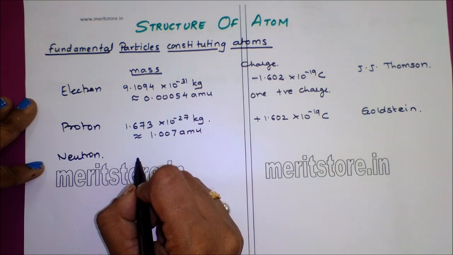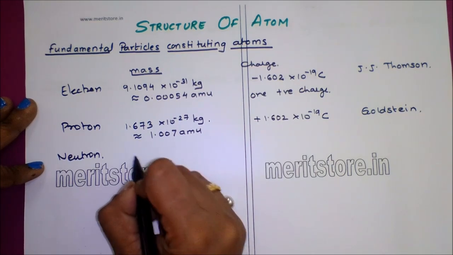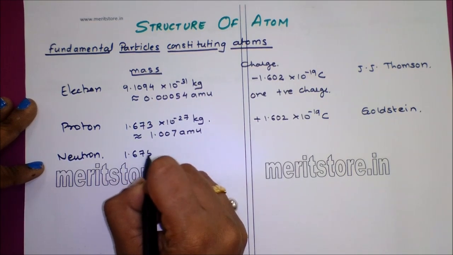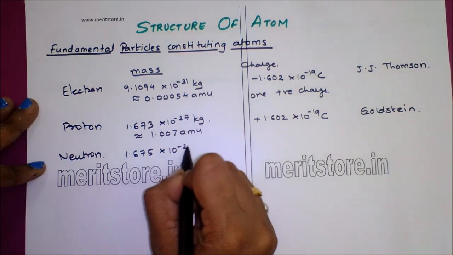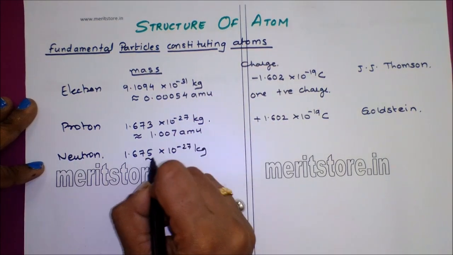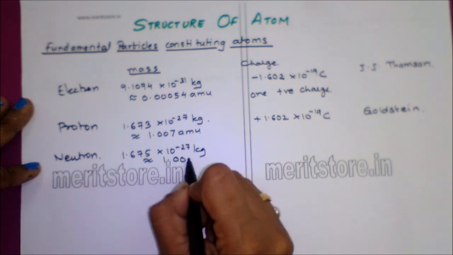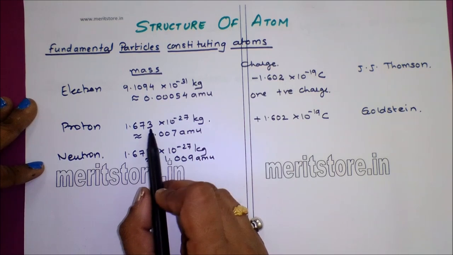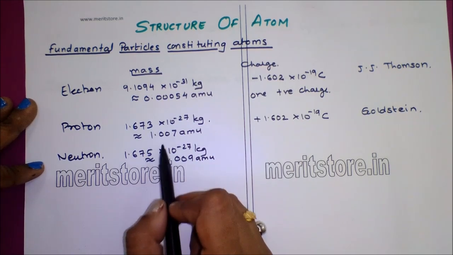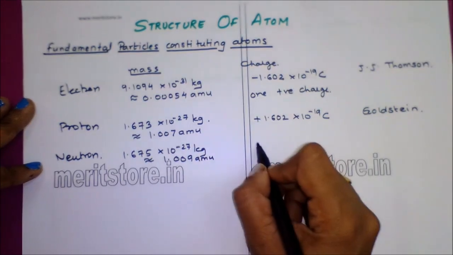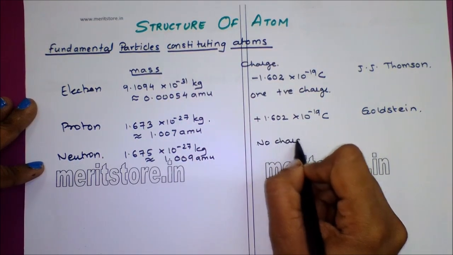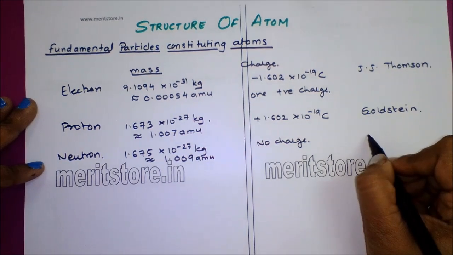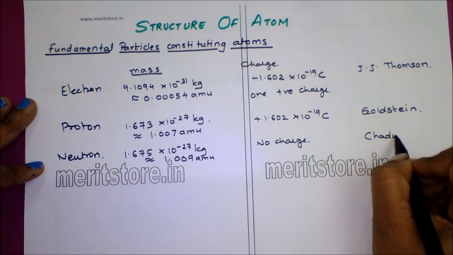The next one is the neutron. The neutron has a mass of 1.675 × 10^-27 kg, which is almost equal to 1.009 AMU. So the neutron mass is almost the same as a proton, considered the same as the mass of hydrogen. There is no charge on the neutron, which was discovered by the scientist Chadwick.